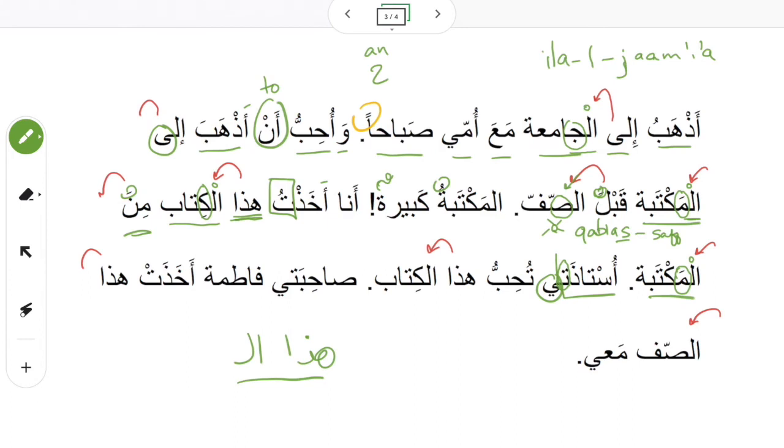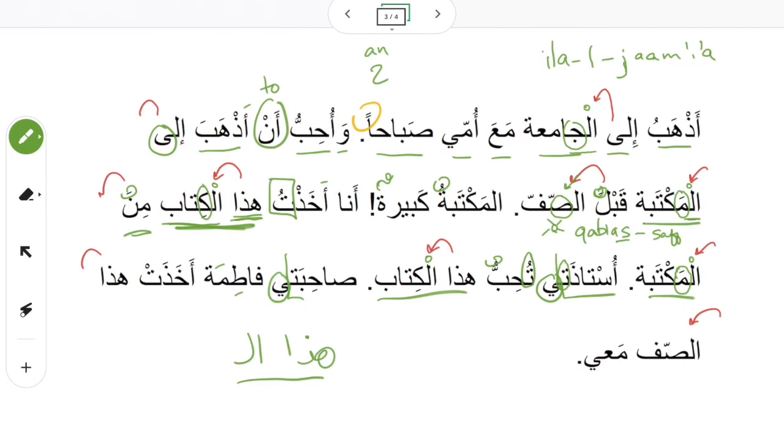أستاذتي. Ustada is teacher, ya is mine. So my teacher, and notice there's a ta here, so she's female. أستاذتي تحب, because she's female, that's why you have this dot here. أستاذتي تحب, I'm going to pronounce it dhamma here, تحب هذا الكتاب. So it's the same example that we saw here. Okay, connecting here. هذا الكتاب. أستاذتي تحب هذا الكتاب.